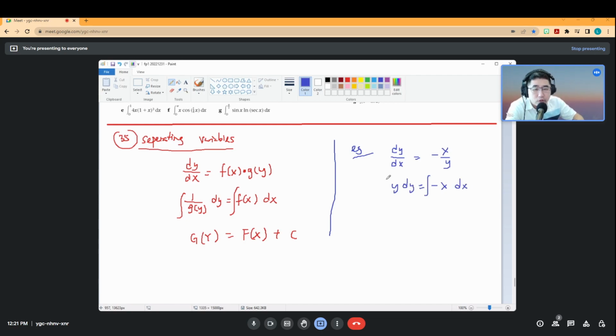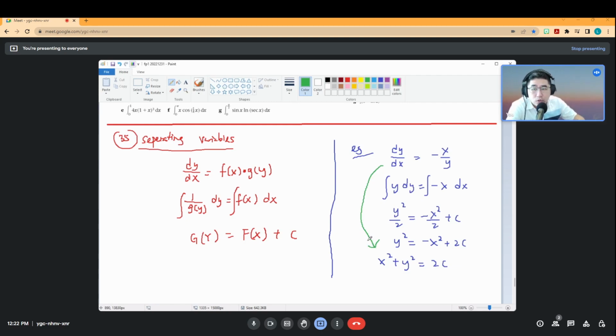Put the integration sign. So according to the integration, we have y squared over 2 equals negative x squared over 2, plus c. As I say, you put the plus c only on one side. So multiply everything by 2. Then you will see that we fulfill a circle equation. So this is actually how we do separating variable in order to get what we want.